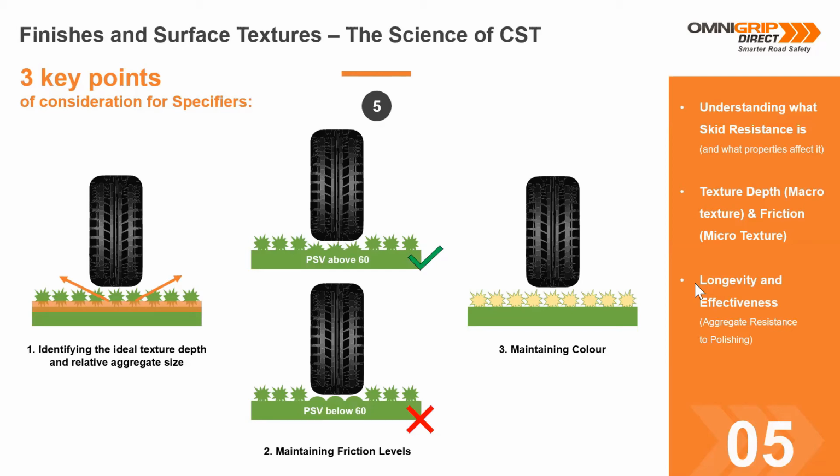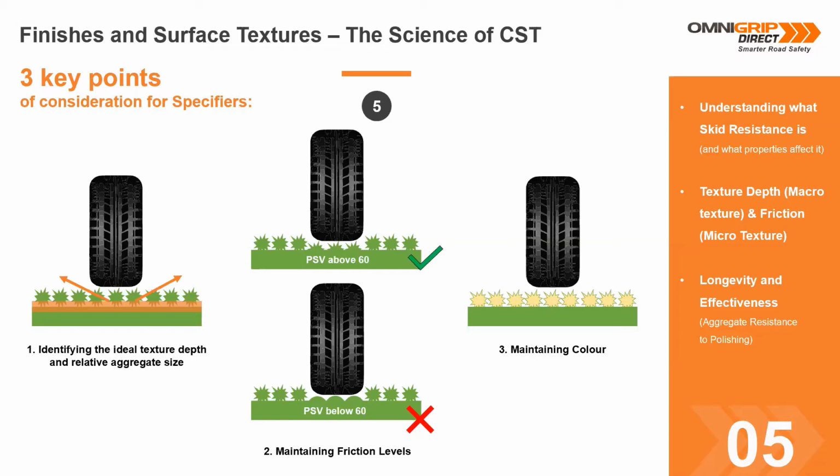So finishes and surface textures, in our view, are the key items that signify the difference between a surface treatment that performs and exceeds skid resistance for specification, and those that will be susceptible to failing the defects liability period and the expected safety levels that we should see out in the community.